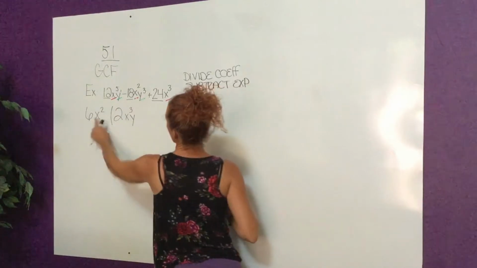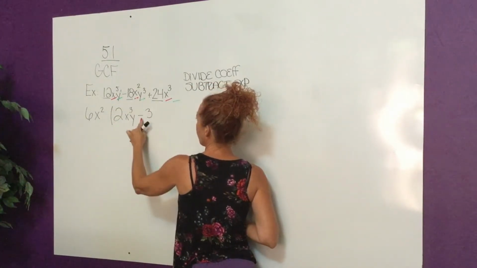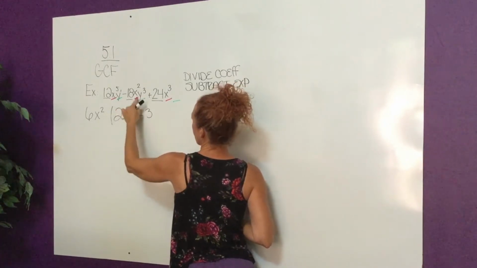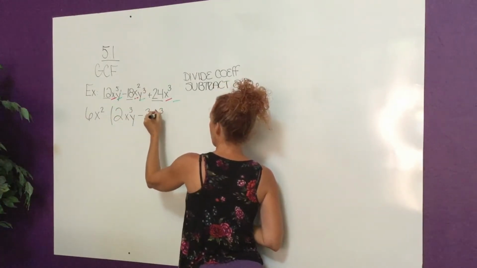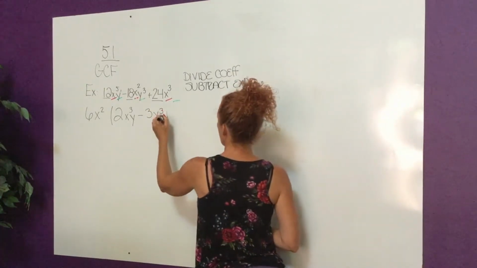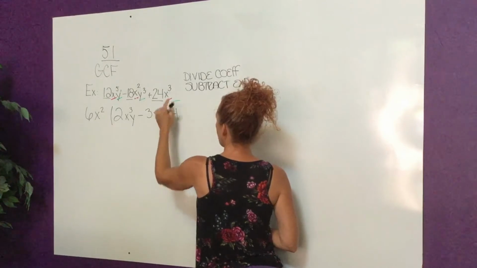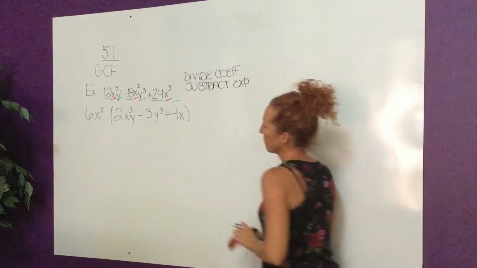So 6 goes into 18 3 times. Keep in mind it's going to be a negative. We have x squared and x squared, so 2 take away 2. We don't have any x's there at all. And then y to the third. 6 goes into 24 4 times. 3 take away 2 leaves 1.